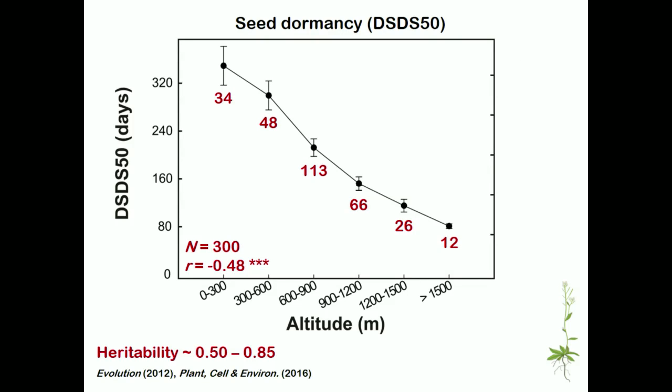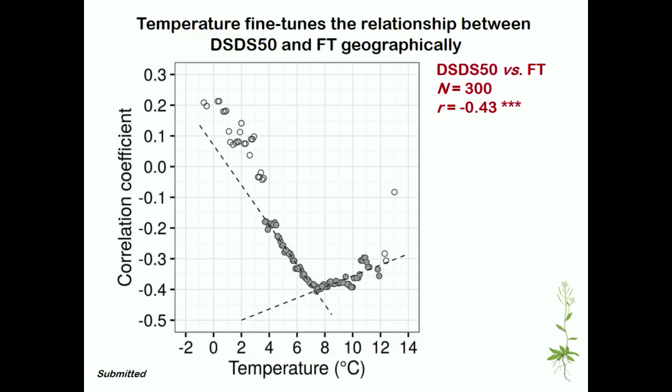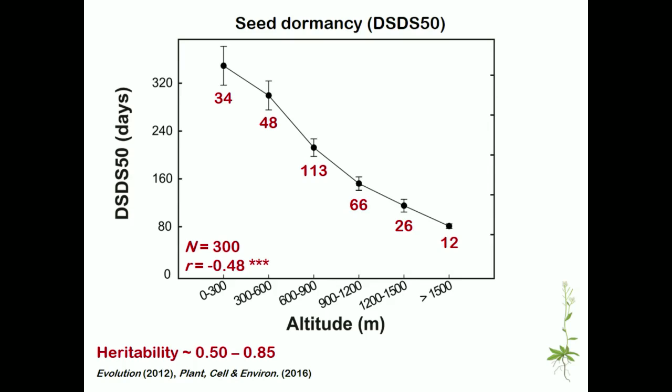So one of the things that we do is to quantify the genetic variation in life cycle traits. Here you can see how seed dormancy, which is estimated as the SDS50, which is the number of days required for a genotype to germinate at a rate of 50%, decreases with altitude. For the sake of clarity, here I'm showing the mean values among populations falling within each altitude interval. You can see that heritability values for seed dormancy are pretty high.